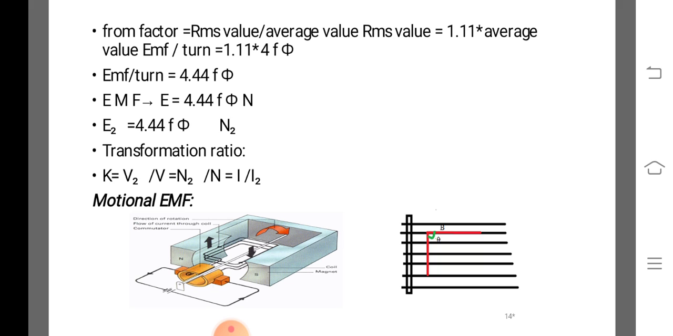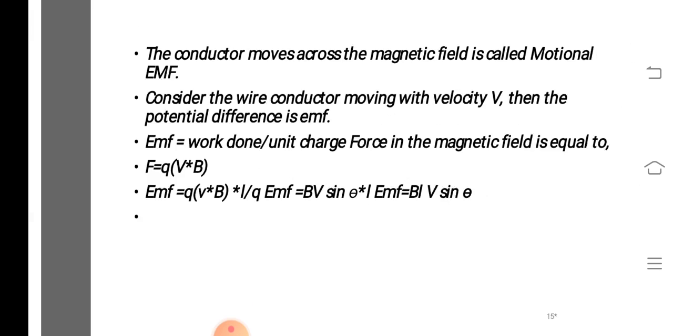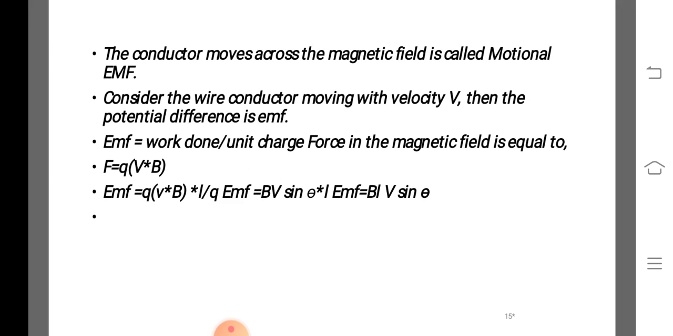Motional EMF. When a conducting loop is moving in a static B field, an EMF is induced in the loop. We recall the force on a charge moving with uniform velocity U in a magnetic field B. So the conductor moves across the magnetic field, and this is called motional EMF.